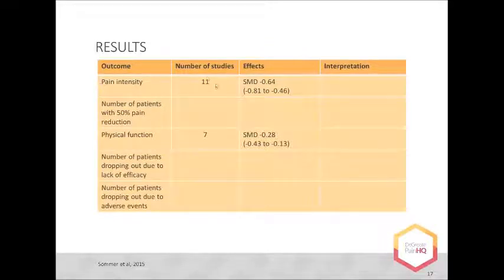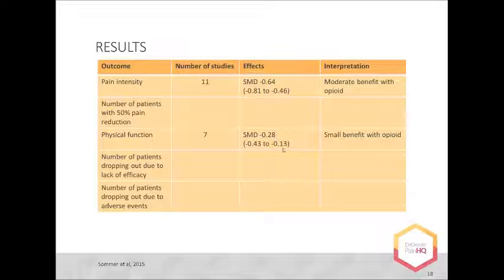So for pain intensity, they found 11 studies, and all of these studies used different scales to measure pain intensity. So they had to calculate a standardized mean difference, and it was 0.64. It was statistically significant. You see, it goes from minus 0.81 to minus 0.46. So we say there was moderate benefit with opioids for pain intensity. Not large, it's moderate.